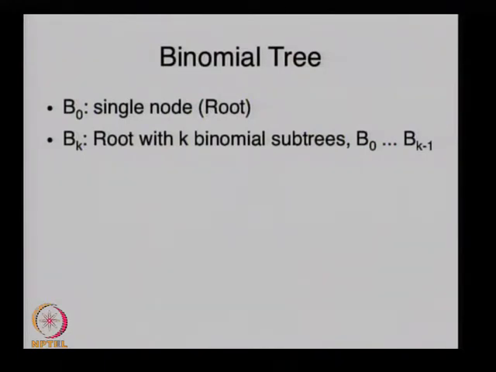A binomial tree is a tree where the number of children keeps growing as you go up the tree. The recursive definition of a binomial tree is that if you have a single node, it's a binomial tree. We call it B0. Typically, single node binomial trees are just the roots. And BK is a tree which has a root with K binomial trees as its children. So B1 is a root with one binomial tree as its child, which is B0. And B0 is a single node.